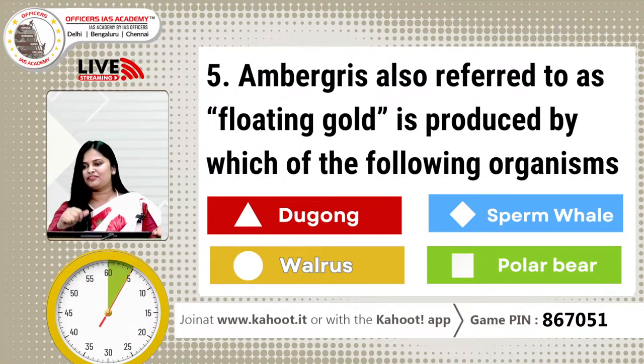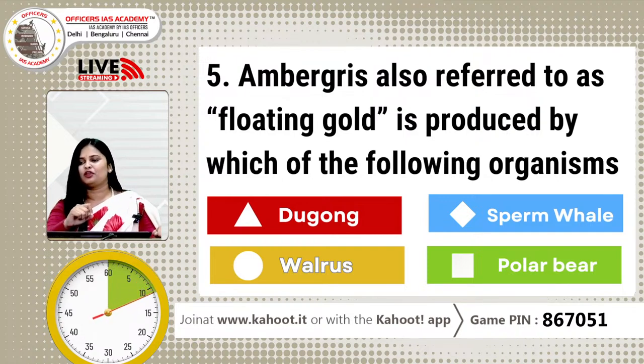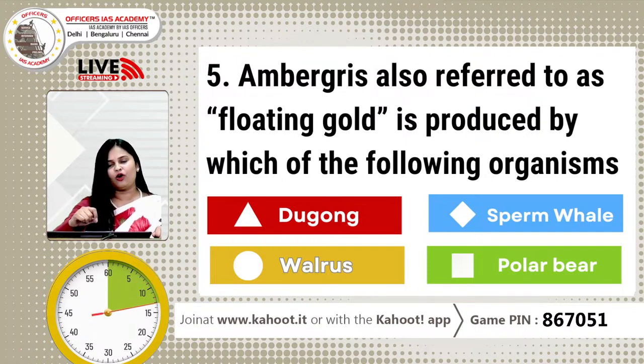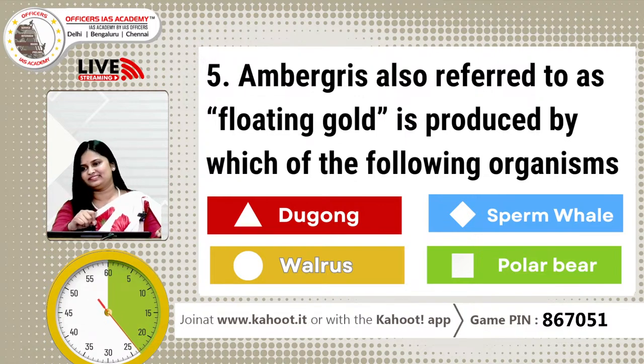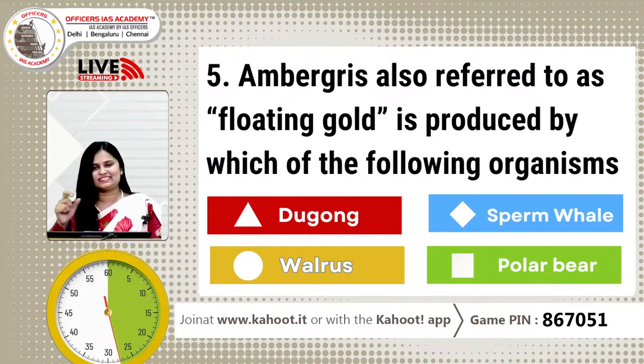Question number 5. Ambergris, also referred to as floating gold, is produced by which of the following organisms? Option A, dugong. Option B, sperm whale. Option C, walrus. And option D, polar bear. So think of all the animals that you're aware of in this particular question and think wisely. Floating gold. Okay, it's an interesting tag.